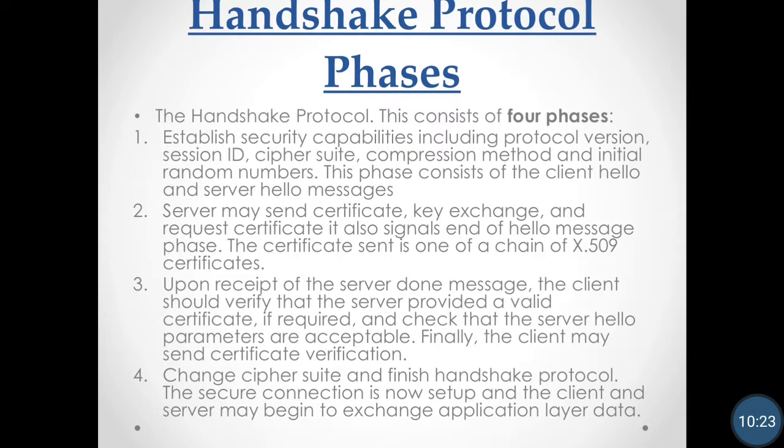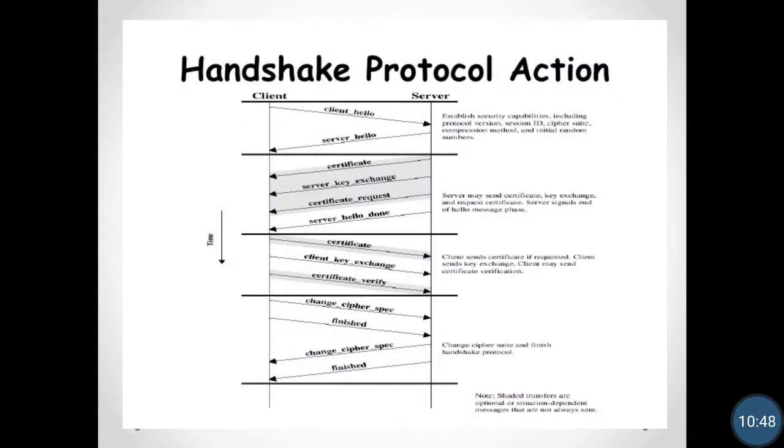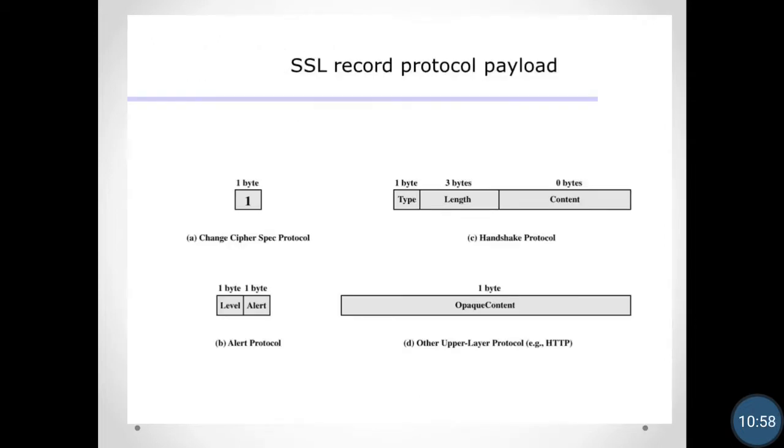In the fourth or last phase, we change the cipher suite and finish the handshake protocol. The secure connection is now set up between client and server. That is our secure connection, built after the fourth phase, and the client and server may begin to exchange application layer data. You can see in this diagram all the four phases related to the handshake protocol.